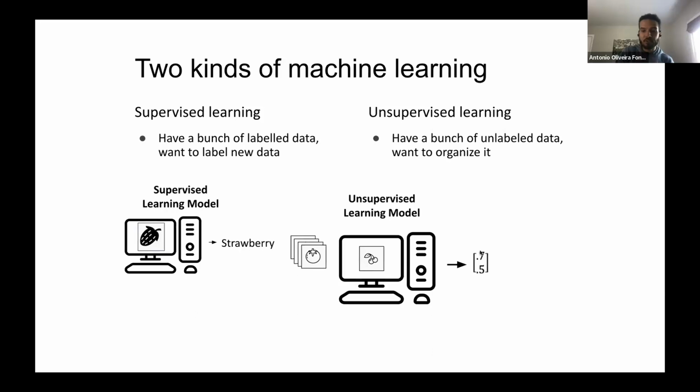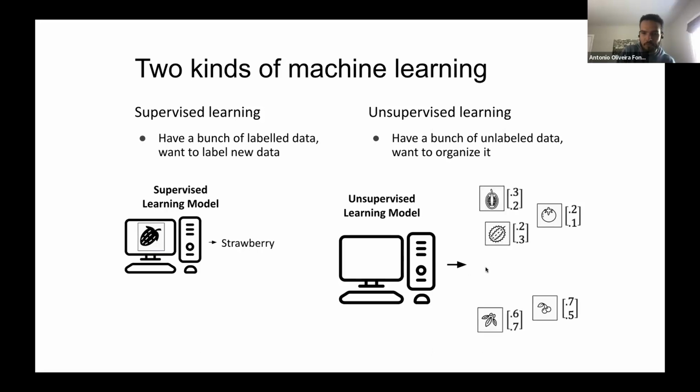So in this case, I have two values associated with that sample. Now I can compare the value that this dimensionality reduction is giving me. For example, now I see that the cherry has a value of 0.7, 0.5. This seems to be a tomato, 0.2, 0.1. Now I get this other type of berry here, and the output for this berry was 0.6, 0.7.